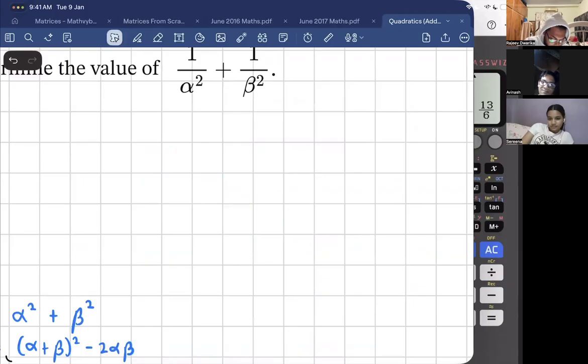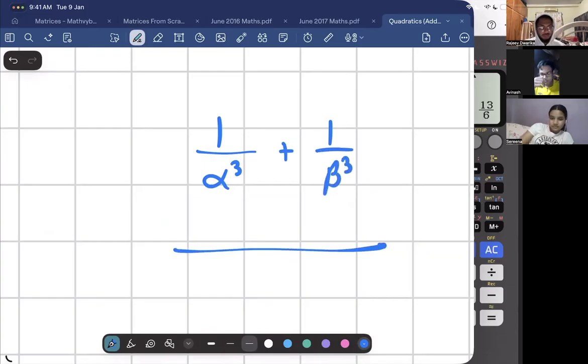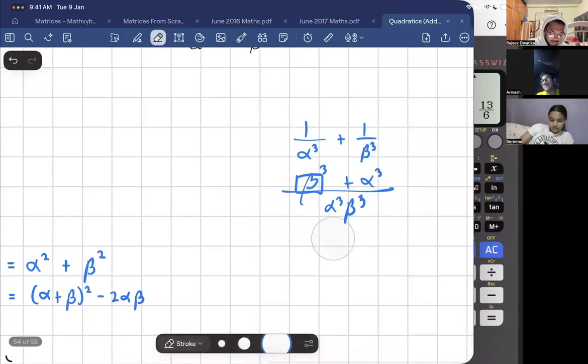Okay, Serena, if I had 1 over alpha cube plus 1 over beta cube, what would the LCM be? Alpha cube by beta cube. Yeah, alpha cube by beta cube. So Avinash, you see the exact same pattern, right? If you come over here, what would go over there? Beta cube, and over here would be alpha cube. Great. Glad to see we understand that.